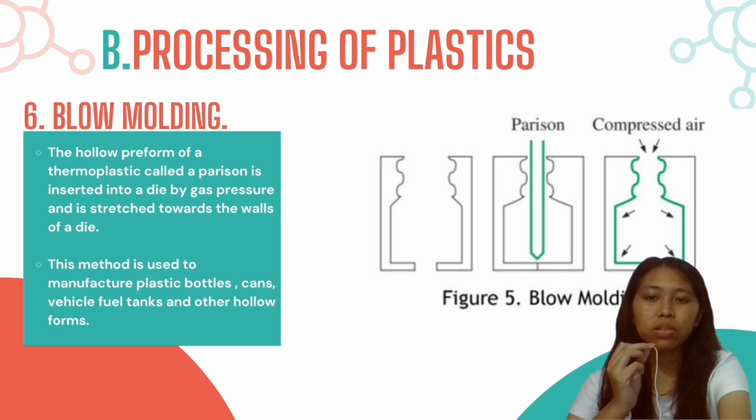Then air is blown into it, forming it to expand and take the exact shape of the mold. That's why this process is perfect for making hollow objects. Think of plastic bottles, like water bottles or shampoo containers. They are lightweight, uniform, and mass produced using this method.